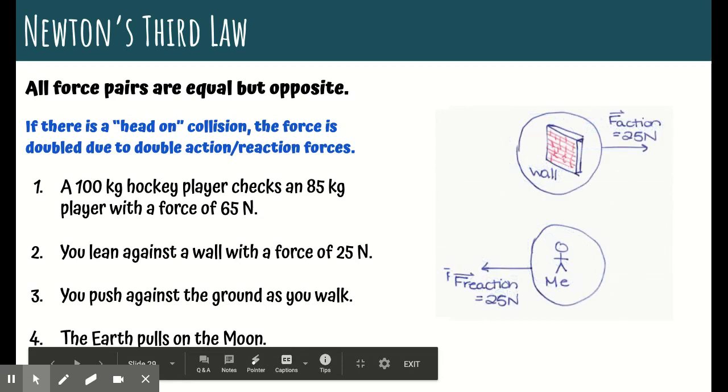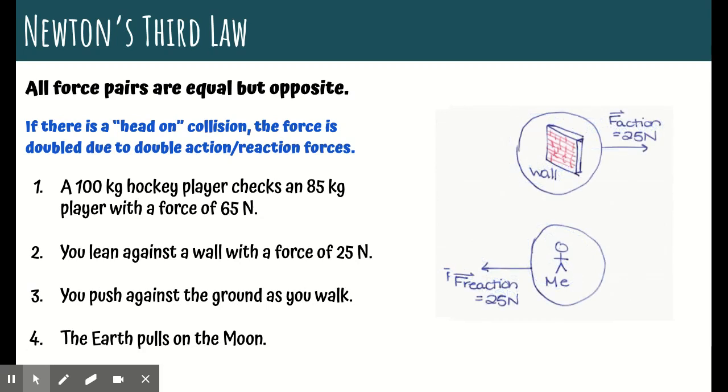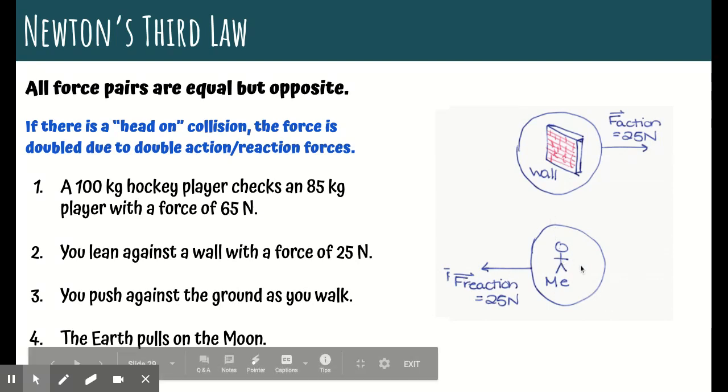Another example could be that you lean against a wall with a force of 25 newtons. You're not applying a lot of force, you're just leaning up against the wall. Your body is applying an action force of 25 newtons to the wall, but the wall is also giving you the reaction force. The wall is applying a force of 25 newtons back on you, which is why you're not accelerating through the wall. You're not falling through the wall.